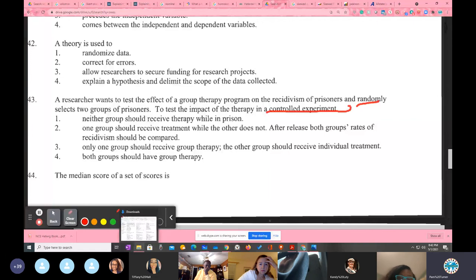One, neither group should receive therapy while in prison. Two, one group should receive treatment while the other does not. After release, both groups' rates of recidivism should be compared. Or three, only one group should receive group therapy. The other group should receive individual treatment. Or four, both groups should receive group therapy. I'm looking at, they're randomly chosen, and I'm trying to test the impact of the control experiment.